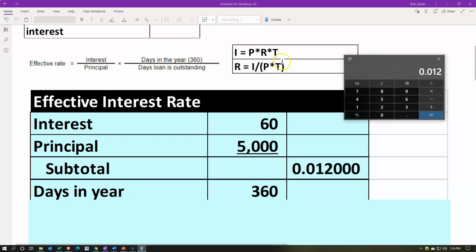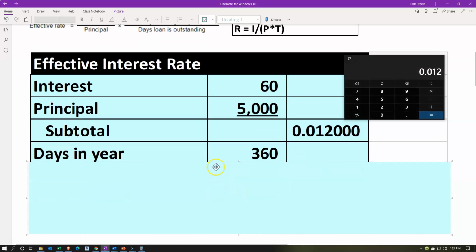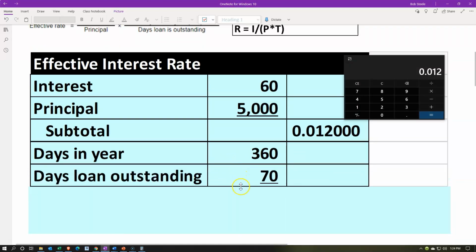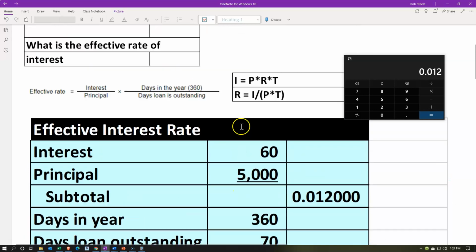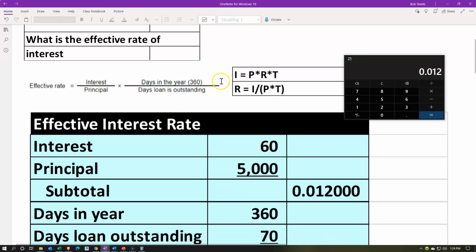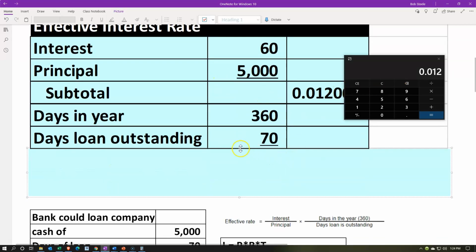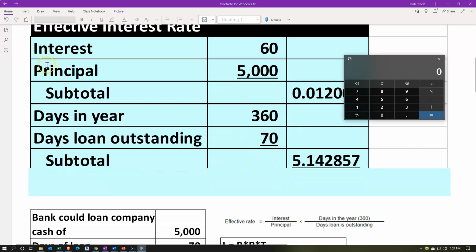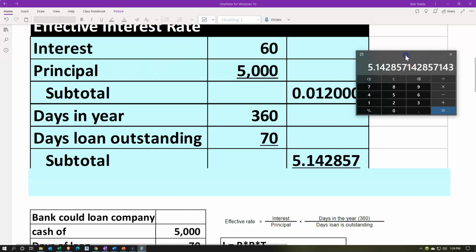So this time here that we basically flipped, inverse, and now we've got the 360-day year. That's assuming nice even 30-day months, 30 days times 12 gives us 360. And then we're going to say the days of the loan are 70. That's how long the loan is outstanding, a 70-day loan. So then if we take the 360 over the 70, we get 5.1428 and so on.